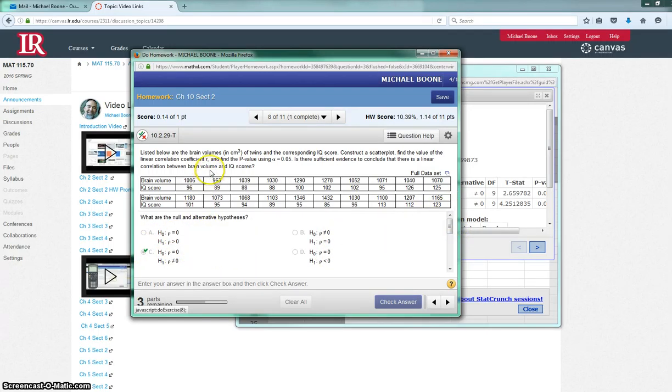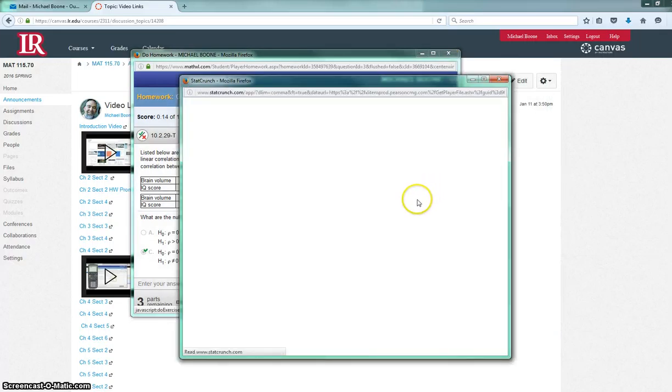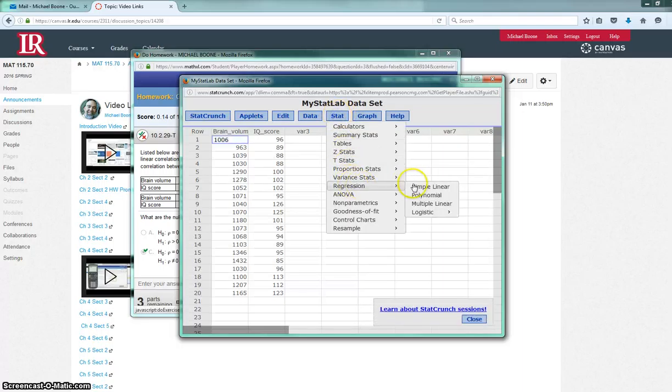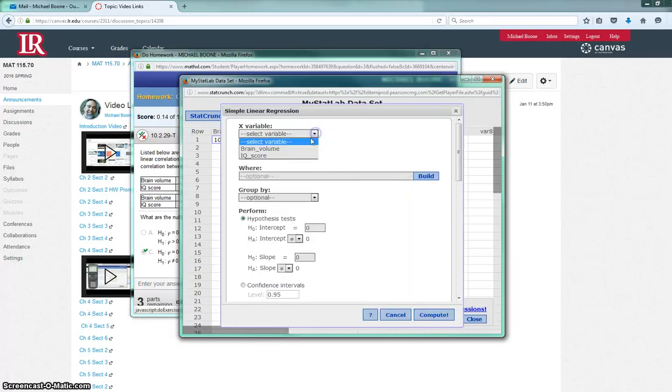So our first one is we're just trying to determine that there is a linear relationship. So that means the null hypothesis is that there is no relationship. The alternative is that there is. So I could take the data, put it in StatCrunch, and again, I'm going to suggest going to regression and simple linear, with brain volume and IQ score. The bigger your brain, the smarter you are.